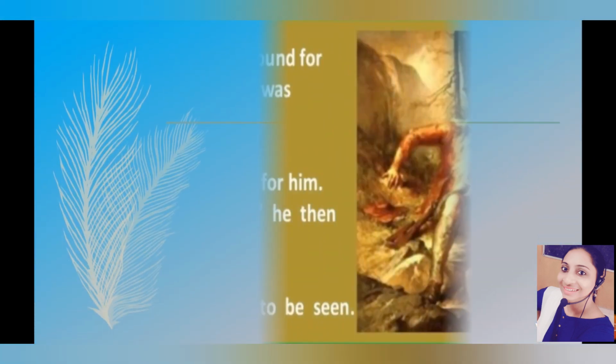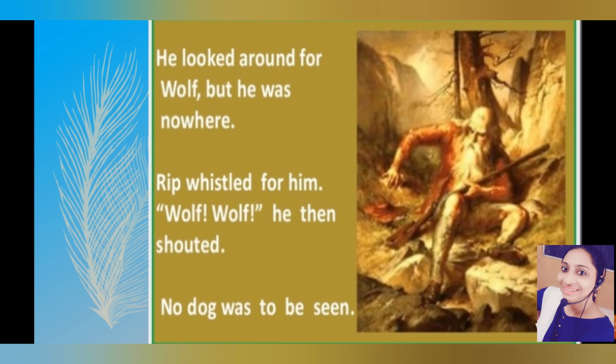Then he looked around for Wolf, but he was nowhere. Rip whistled for him, "Wolf, Wolf." He then shouted, but no dog was to be seen. After waking up, he looked around for his constant companion, his dog, Wolf. He shouted his name, "Wolf, Wolf," but there was no dog.